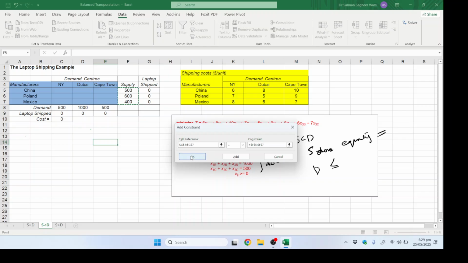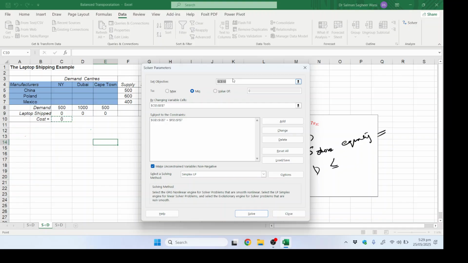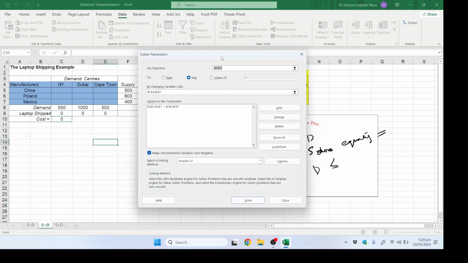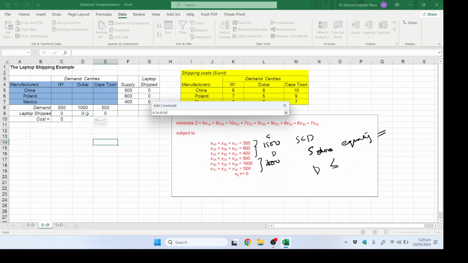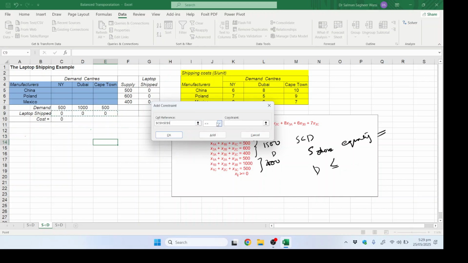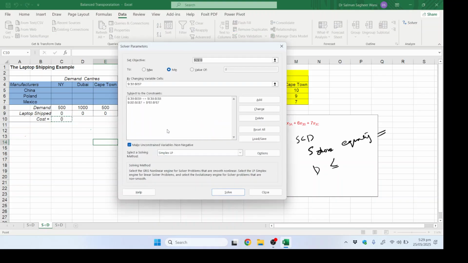So we have added the supply constraints. Now the demand constraints have to be done with the inequality sign. So we will add the demand constraint. These three values must be less than or equal to the right hand side of these values. So we have added now the demand constraints and supply constraints. One of them will be with the equality, the other one will be the inequality, and with the non-negativity option and the simplex LP option, we will solve it.